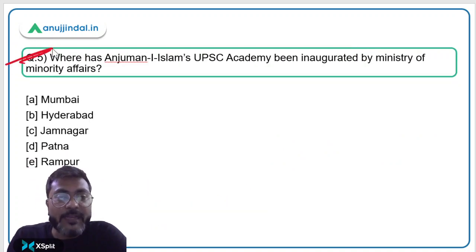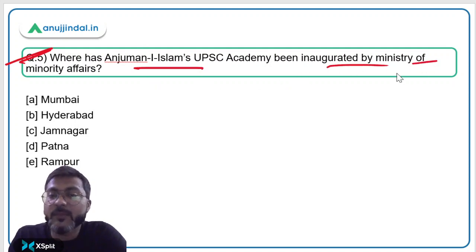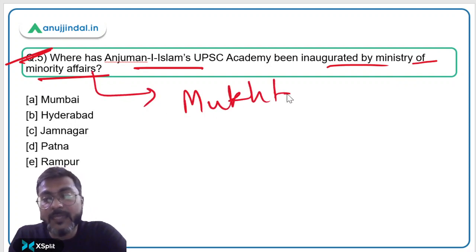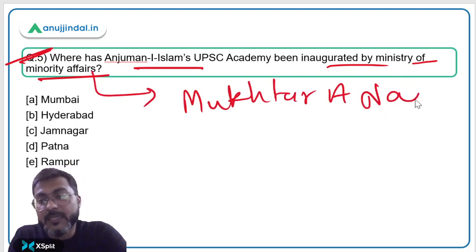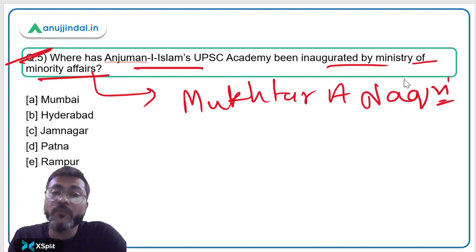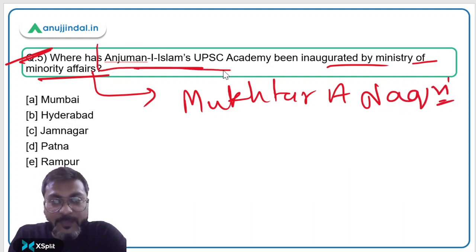And the question number 5, again very important: where has Anjuman-e-Islam's UPSC Academy been inaugurated by the Ministry of Minority Affairs, headed by Mukhtar Abbas Naqvi? Mukhtar Abbas Naqvi is the Minister of Minority Affairs. First of all, let me tell you the answer. After that I'll give you the details.